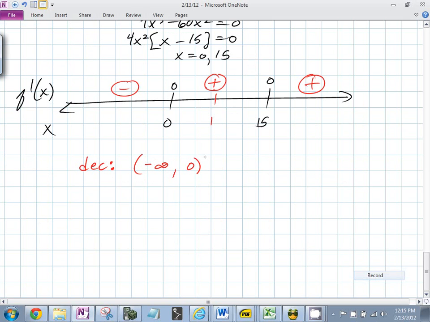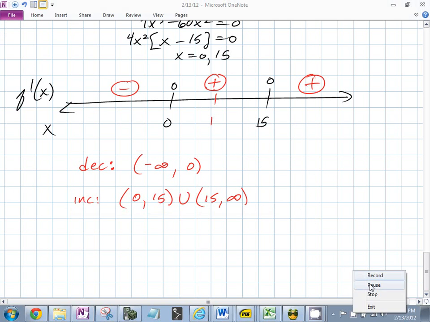Soft bracket, be careful. And where is it increasing? Can someone tell me where it's increasing? Noah. From 0 to 15. Yes, union. You can say union 15 to infinity, correct. Because is it increasing or decreasing at 0 and 15? Neither. It's important that you notice that.